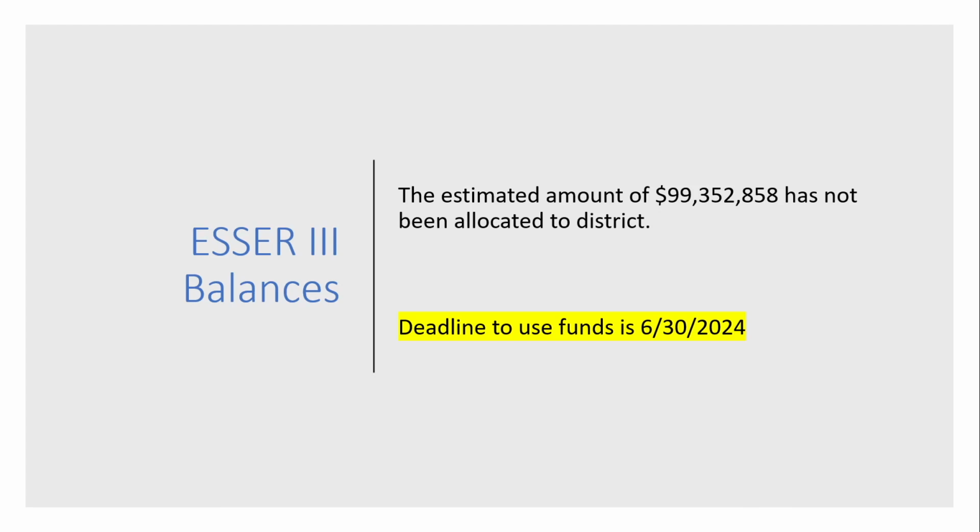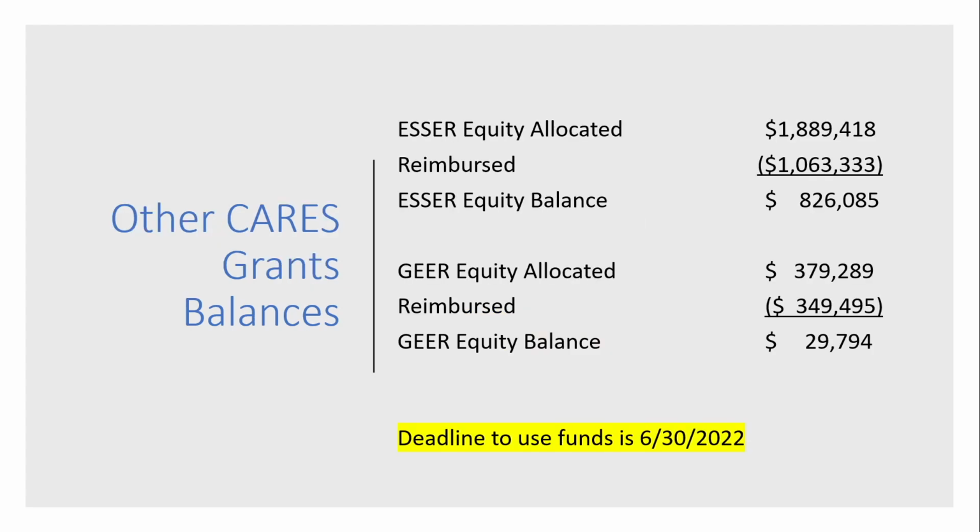So I do want you to realize that the deadline for use of funds that I have on your slides incorporates the tydings period. So that's why it says through June 30th of 2024. That takes that into consideration, and that we don't get the entire year, but we get about 9 months. And so that's what's reflected on the slides. So for ESSER III, we have until June 30th, 2024. The next slide shows the other CARES grants that we had and the balances related to those.